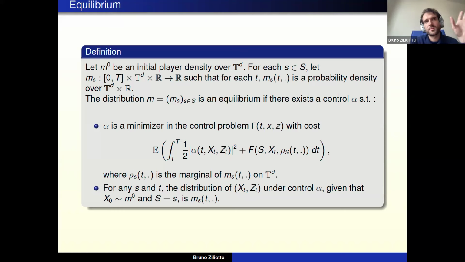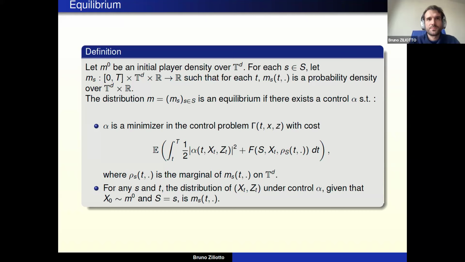So there is a product space, position and signal, that describes the state of the players at each time t and given some state s. Compared to standard mean-field games, the novelty is that there is a state S, and there is also a variable Z that represents the current information of players.